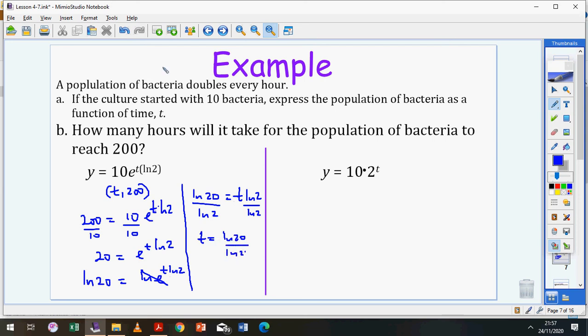So that is how long it will take for this population of bacteria to reach 200. If I do that on my calculator, it's natural log 20 divided by natural log 2, 4.32 hours.